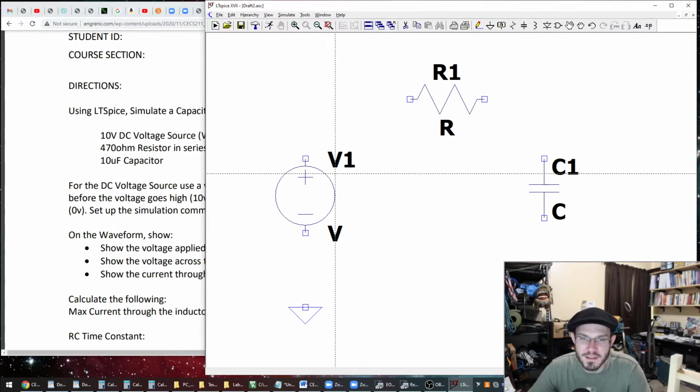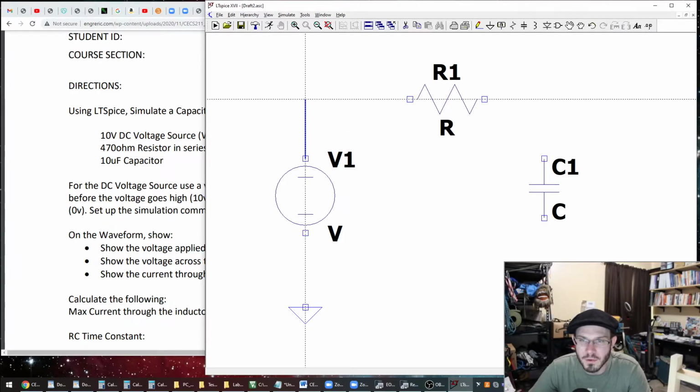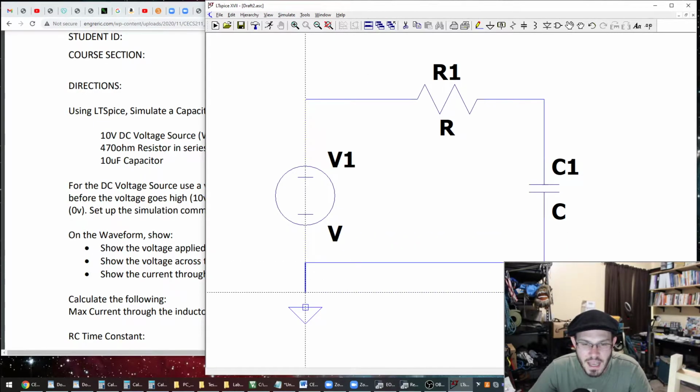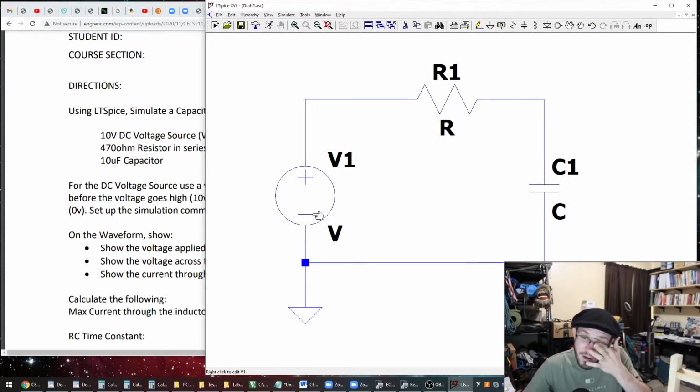Hit F3 to switch to the wiring tool. Connect your voltage source to your resistor. Connect the resistor to the capacitor, and connect the capacitor back to our voltage source, and connect that to ground. Hit escape, and we have our schematic. Man, this tool is so quick to enter in stuff.